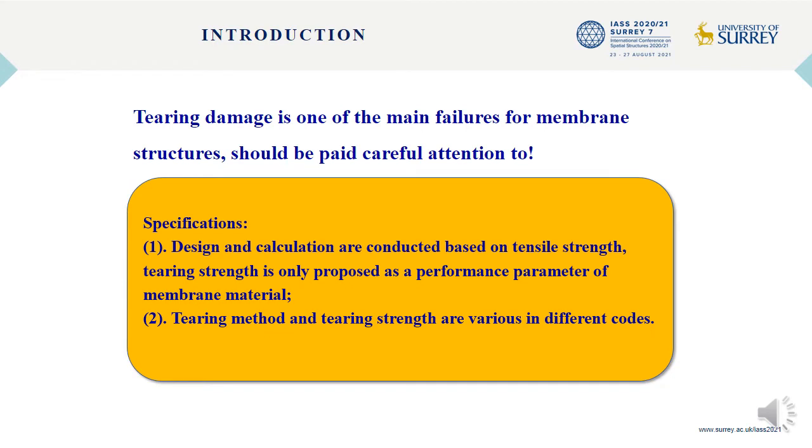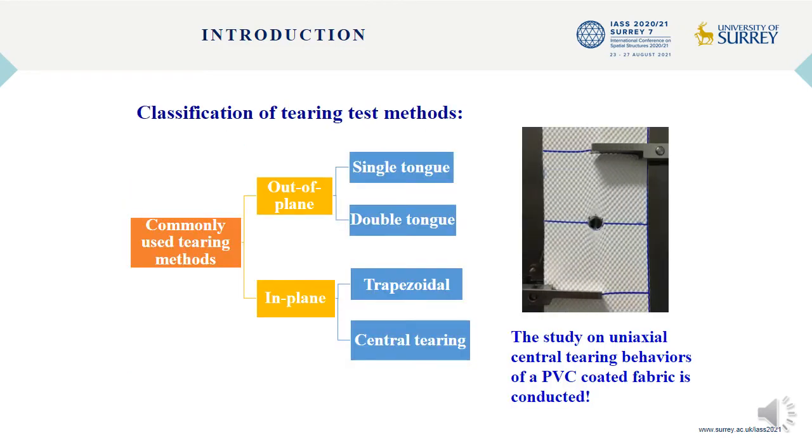Therefore, the tearing strength of membrane materials has always been a hot topic. However, in different specifications, the tearing strength is just proposed as a performance parameter. Furthermore, the tearing mass and the requirements adopted in different codes are different. As for the commonly used tearing masses, they can be classified into 2 kinds. One is the out-of-plane masses, the other is the in-plane masses. The presentation here mainly focuses on uniaxial central tearing behaviors of a PVC coated fabric.